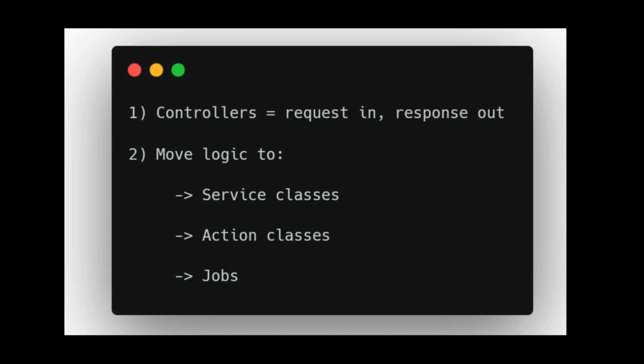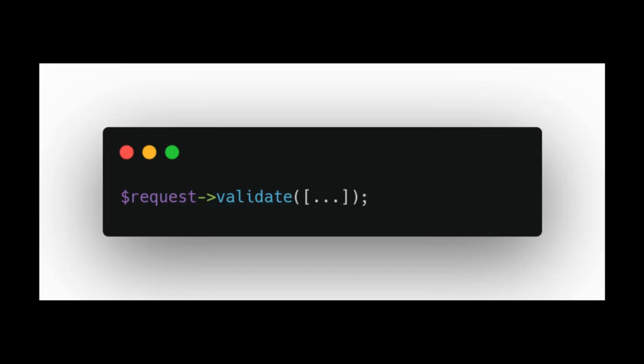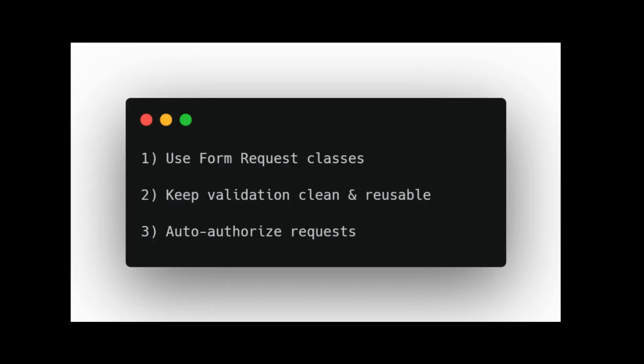And the third one is always use form request validations. Stop validating inside a controller, like request validate and pass the validated data. Instead, use form request classes. They keep the validation clean and reusable, and auto authorize requests. This makes your code cleaner, testable, and professional, and modern Laravel devs never skip this. So remember, use form request validations.